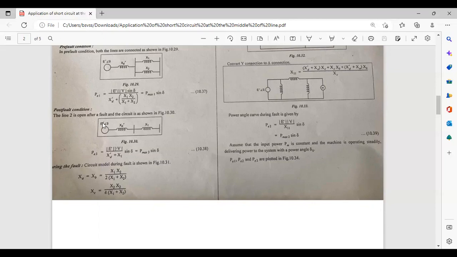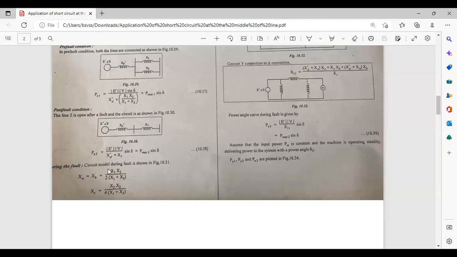Since here, on the input side, we have the voltage E dash, and on the output side, that is the infinite bus, we have the voltage V. This can be written as modulus of E dash, modulus of V divided by XD dash plus X1. Now, only one reactance we have, it is X1. Therefore, XD dash plus X1 into sin del. This E dash into V divided by XD dash plus X1 can be written as P max 3 into sin del.